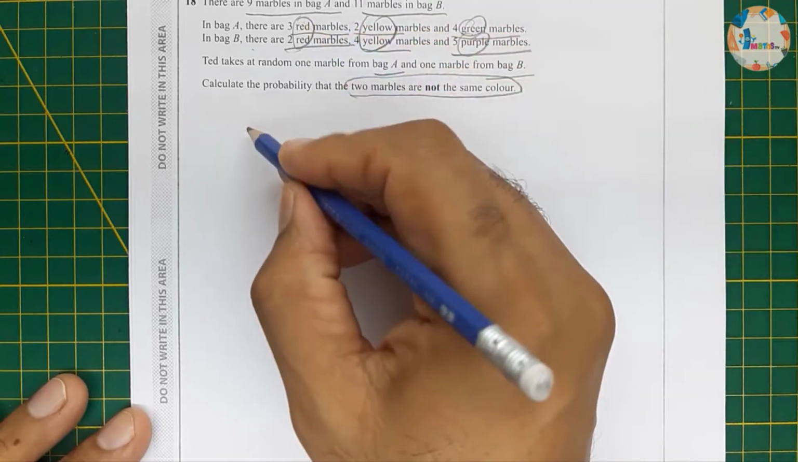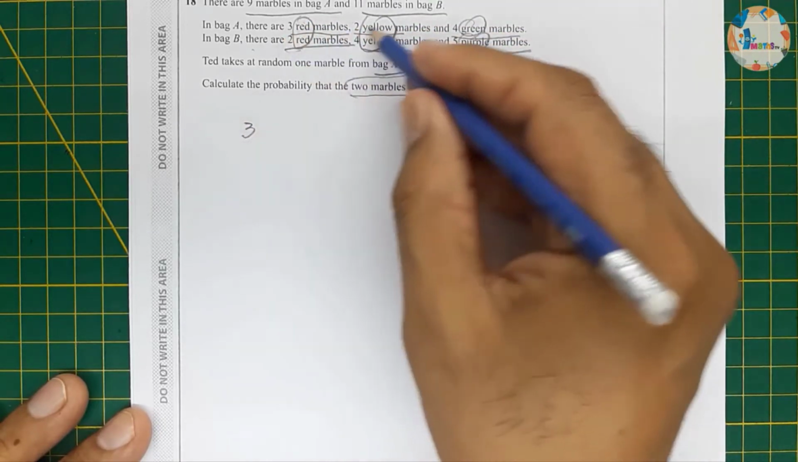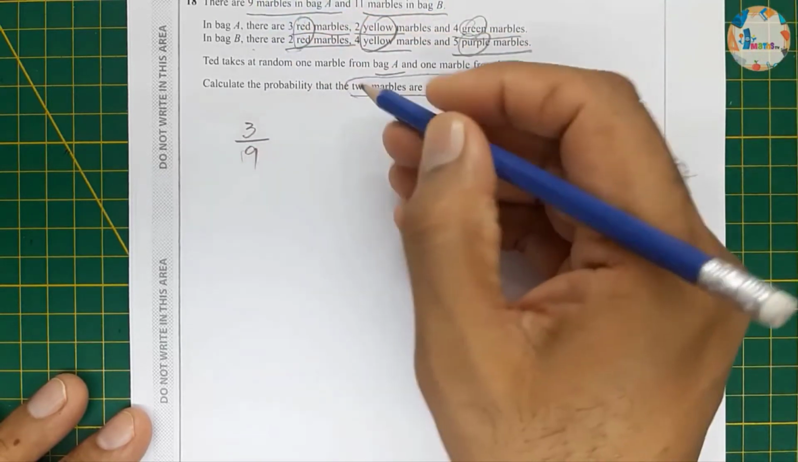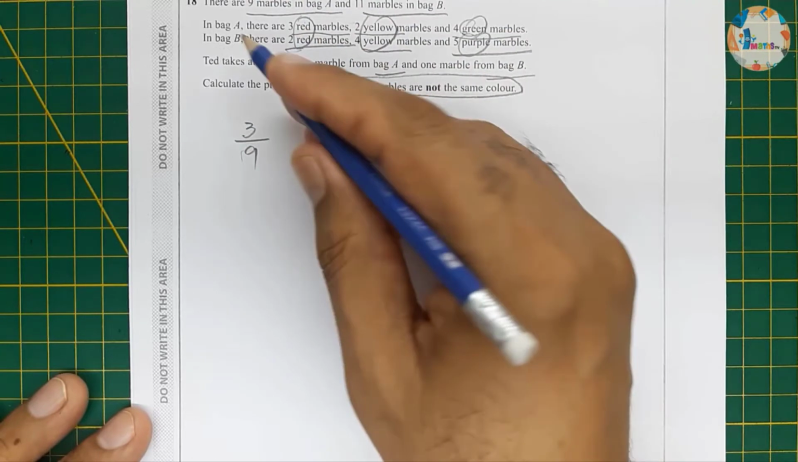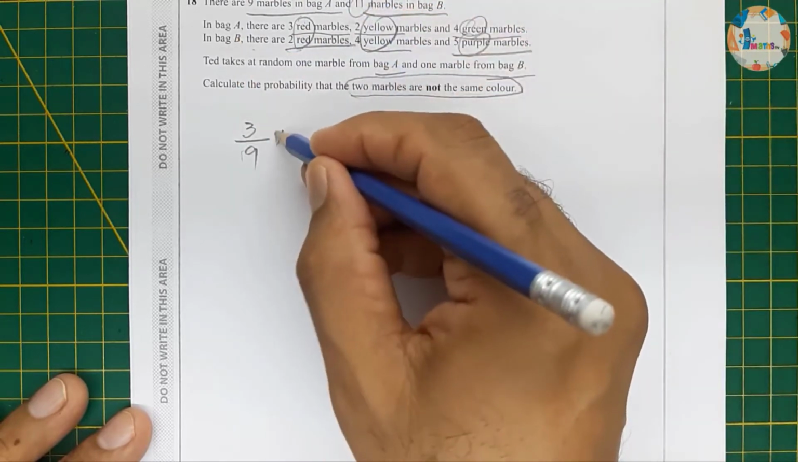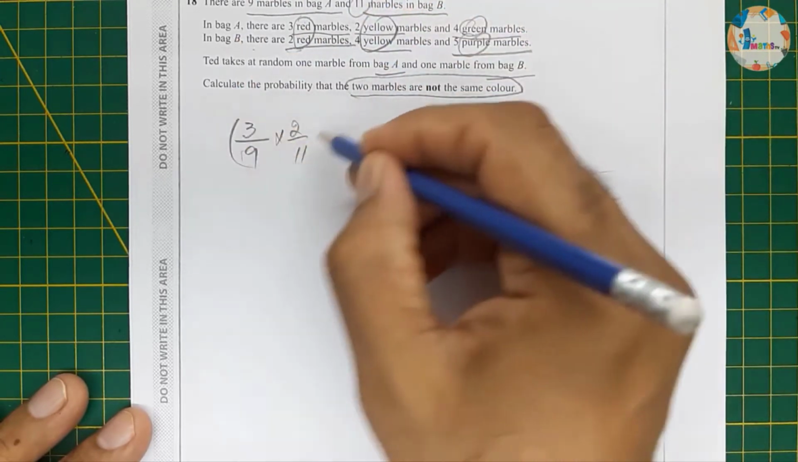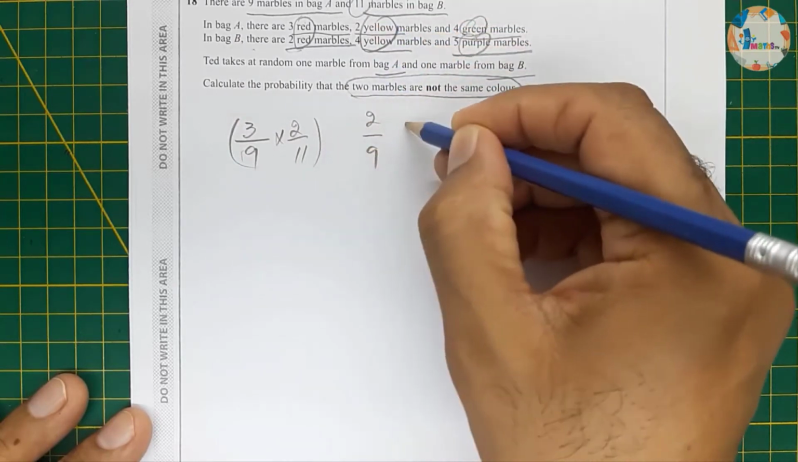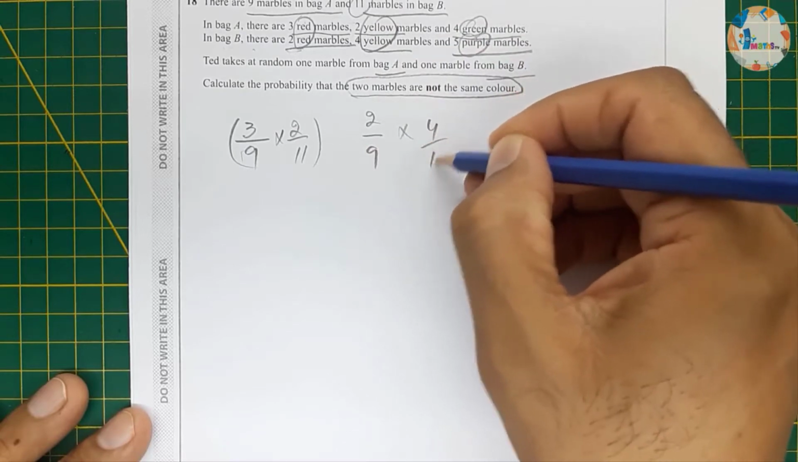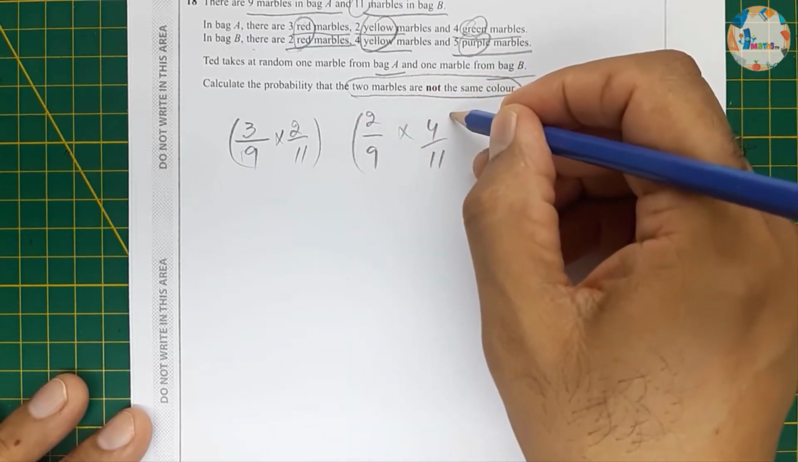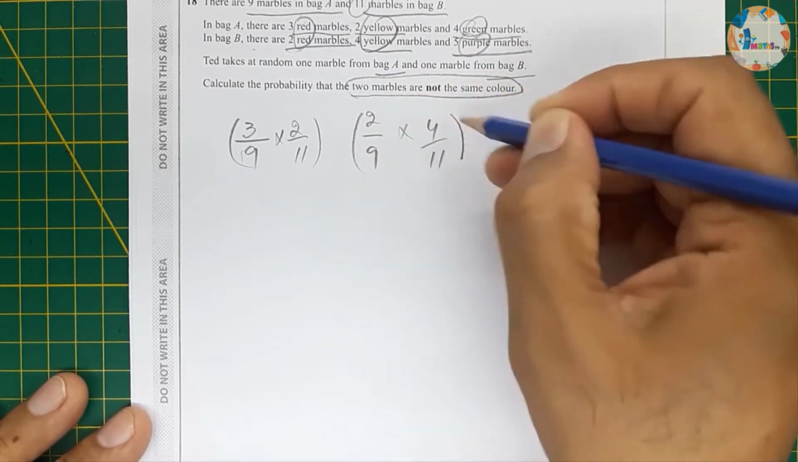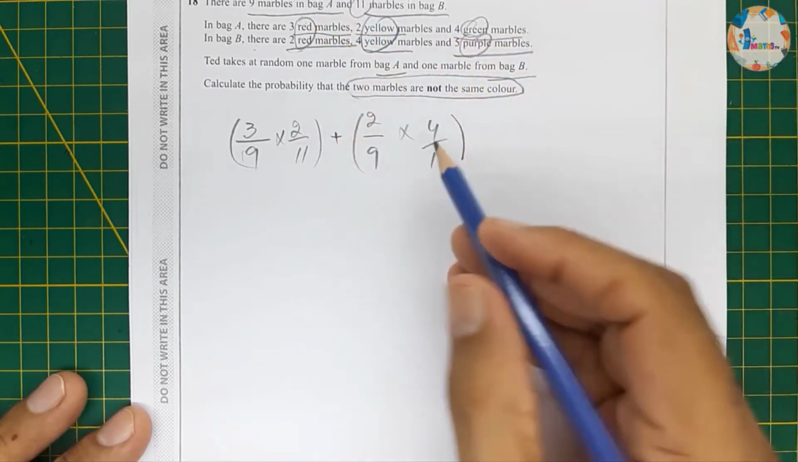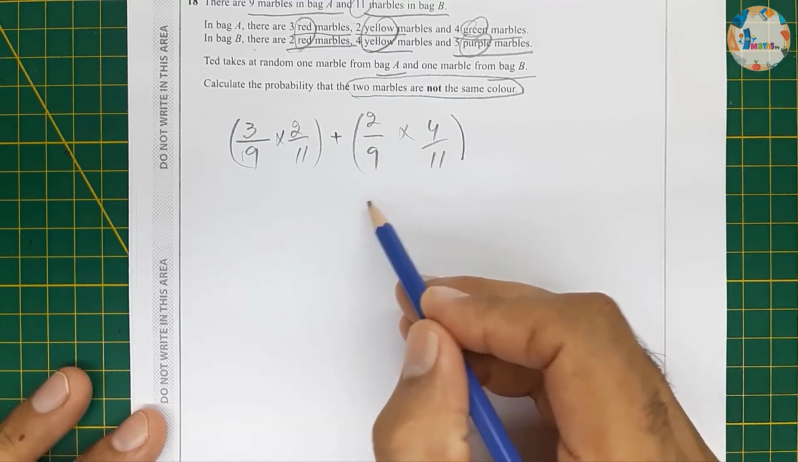If it is red, red in A will be 3 over 9, and red in B will be 2 by 11. Or it can be yellow, which is 2 by 9 in A, and yellow in B will be 4 by 11. So these are the 2 possible probabilities of the same color. We'll add these 2 probabilities and subtract from 1.